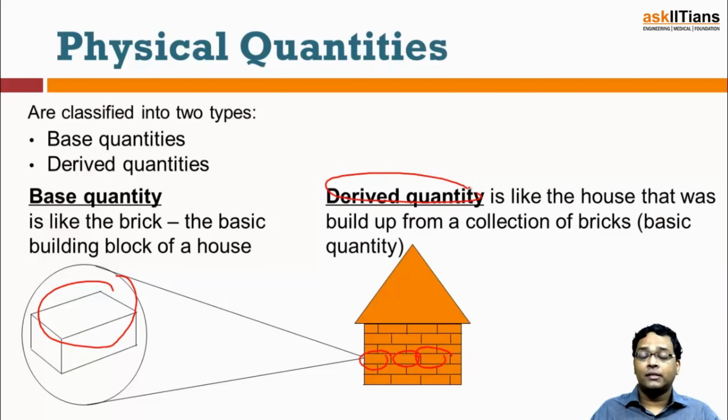Derived means which does not have any existence of its own if the base quantity does not exist. If there is no brick, you cannot build the house. Let's not be more controversial on that, whether you can build a house or not without bricks. But let's say that we have a brick house, and therefore we need the bricks, right? So bricks are the most important thing, that is the base quantity.